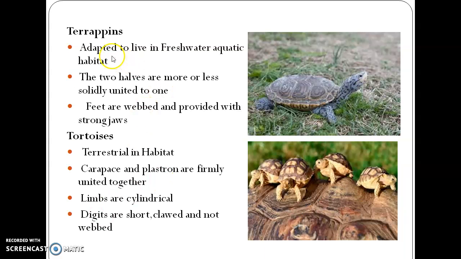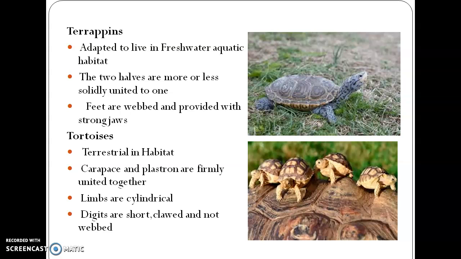Then terrapins. Terrapins are actually adapted to live in a freshwater habitat. Here this is a terrapin. Here the two halves, that is the dorsal carapace and the ventral plastron, are more or less solidly united into one. That means this dorsal structure as well as the ventral structure are united together and form only one compound structure. Okay, then the feet, mainly the hind limbs, are generally webbed and provided with strong jaws. So these are terrapins. These strong jaws are generally concerned with digging the sand for depositing the eggs. Okay, that's all about the terrapins.